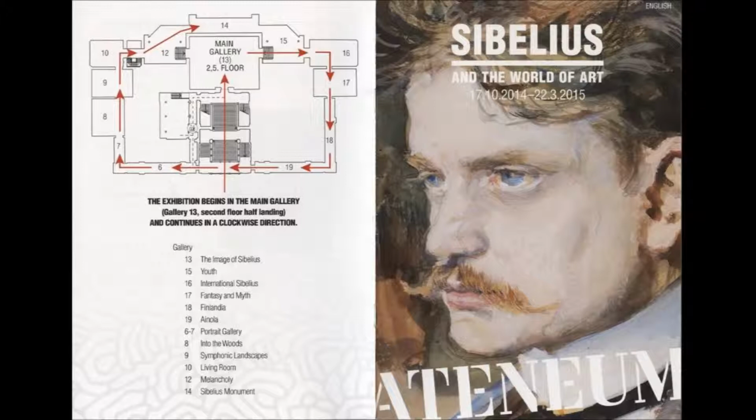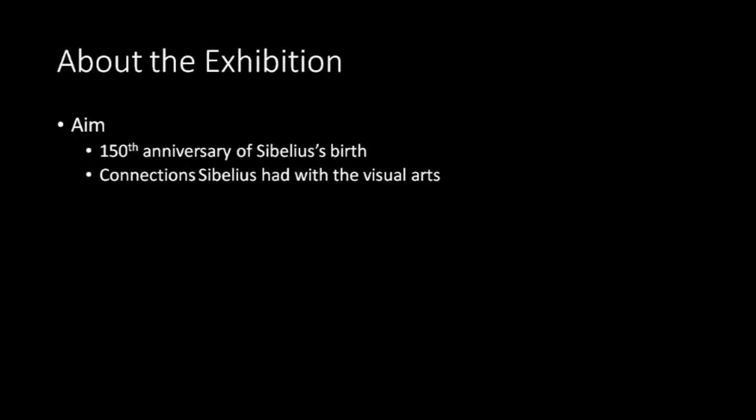This is the layout of the exhibition. There are 12 galleries in it. Each has its own theme showing different artworks inspired by Sibelius and his music. About the exhibition, it aims to celebrate the 150th anniversary of Sibelius' birth. You can see a rich collection of paintings by artists of Sibelius' time. This shows the connections Sibelius had with the visual arts and even the influence he has until now.